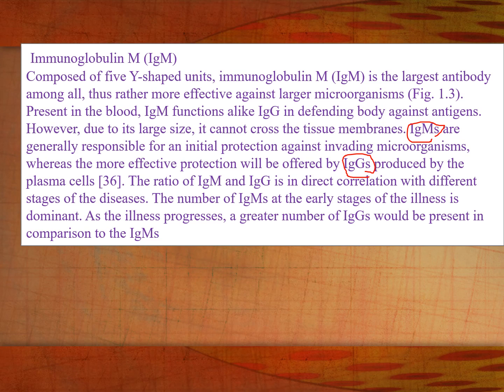The ratio of IgM and IgG is in direct correlation with different stages of disease. The number of IgM at the early stage of the illness is dominant. As the illness progresses, a greater number of IgGs would be present in comparison to IgM.